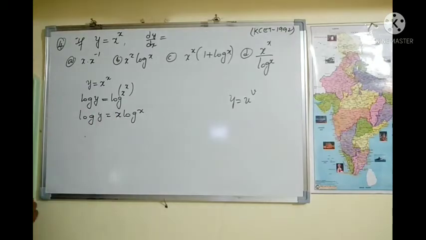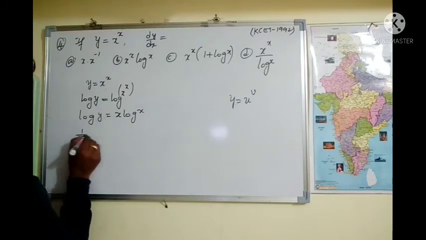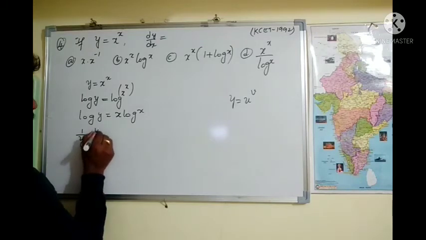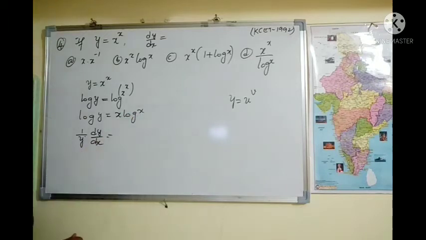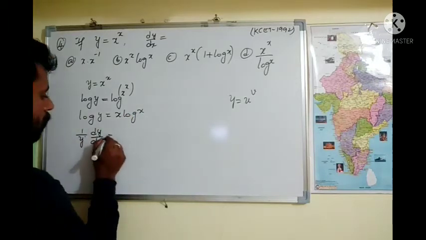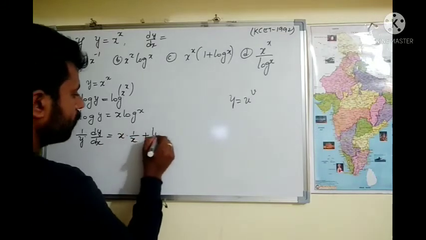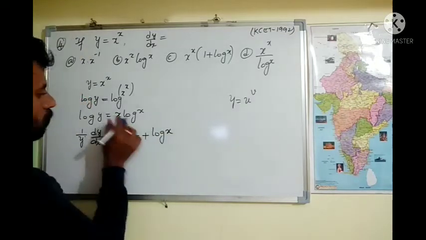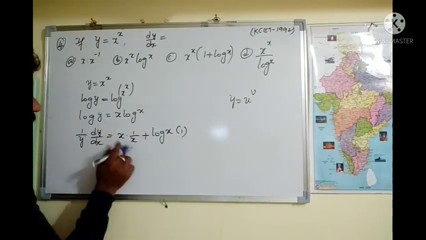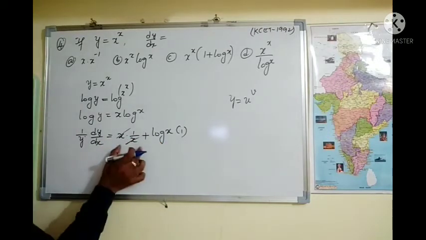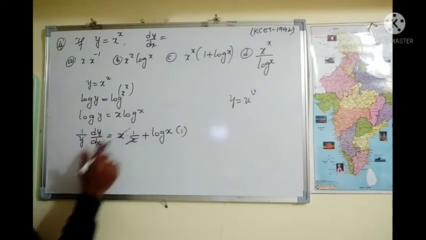Now differentiate with respect to x on both sides. We get 1 by y into dy by dx is equal to, here we have u into v form, so apply the product rule formula. x into the derivative of log x, which is 1 by x, plus log x into the derivative of x, which is 1. Next, x divided by x gets cancelled and we get 1.